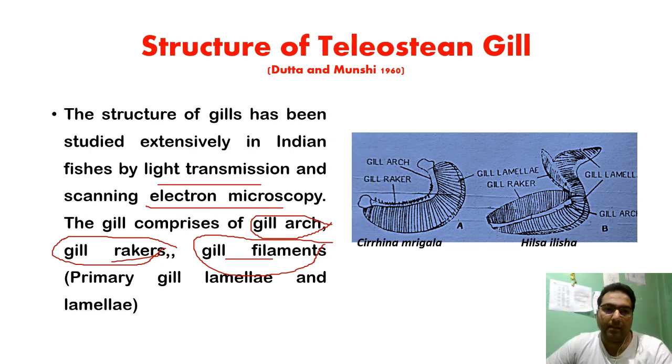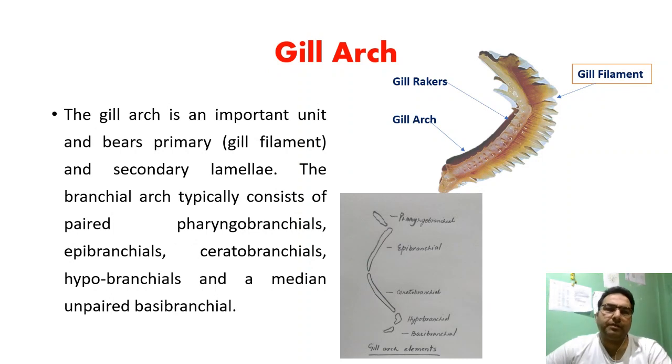When we talk about the gill filaments, there are primary gill filaments and secondary gill filaments. First of all, we shall be talking about the gill arch. As we are seeing here, the gill arch is one of the important units which bears primary and secondary gill lamellae.